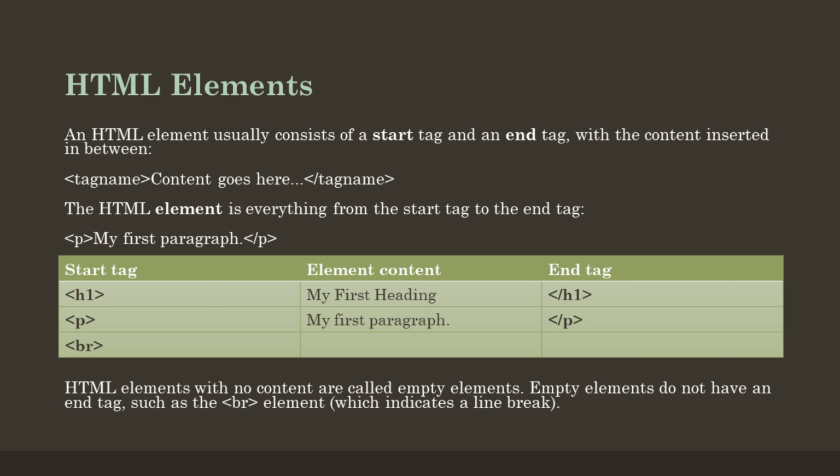inserted in between. <tagname>content goes here</tagname>. The HTML element is everything from the start tag to the end tag. <p>My first paragraph</p>. HTML elements with no content are called empty elements. Empty elements do not have an end tag, such as the <br> element, which indicates a line break.